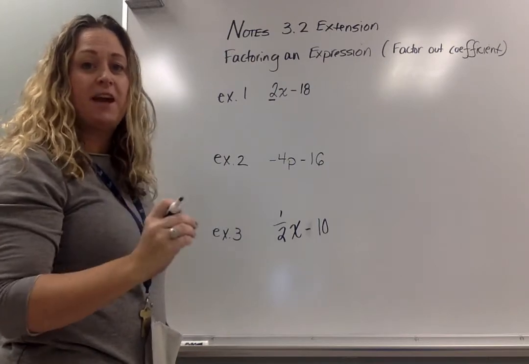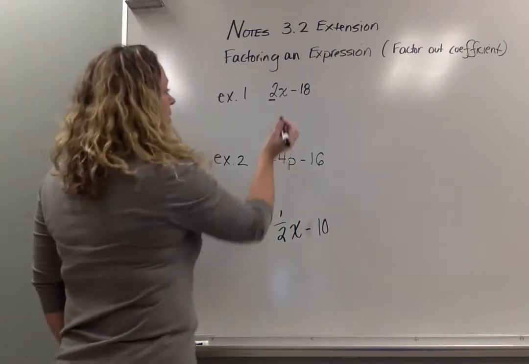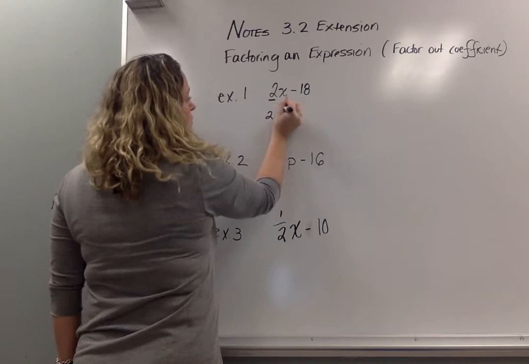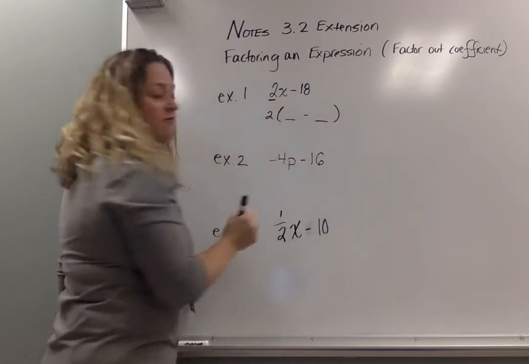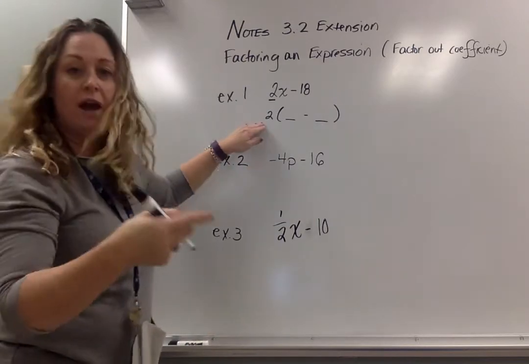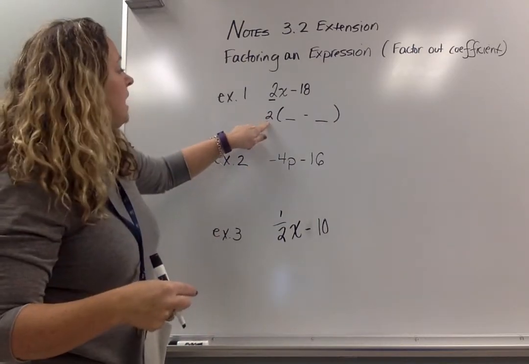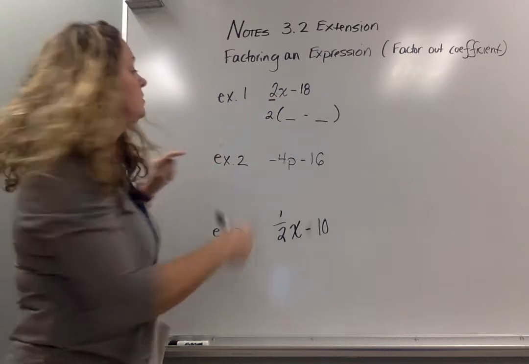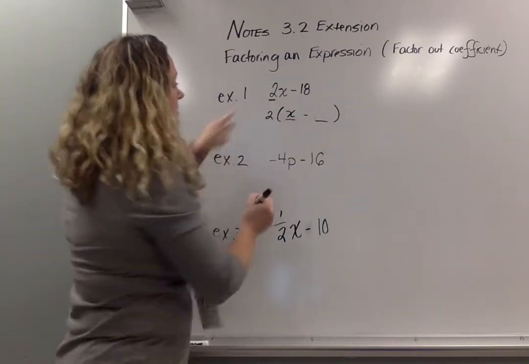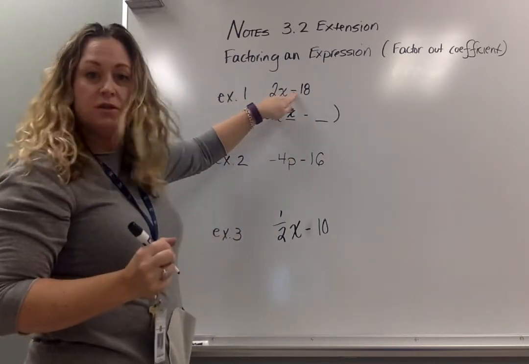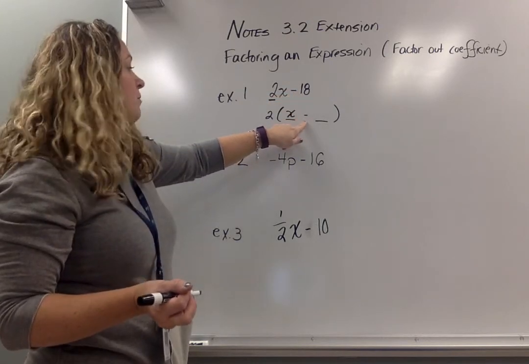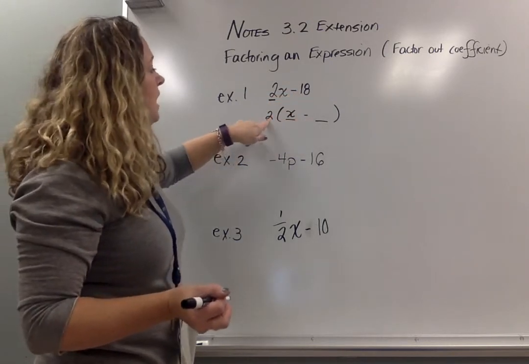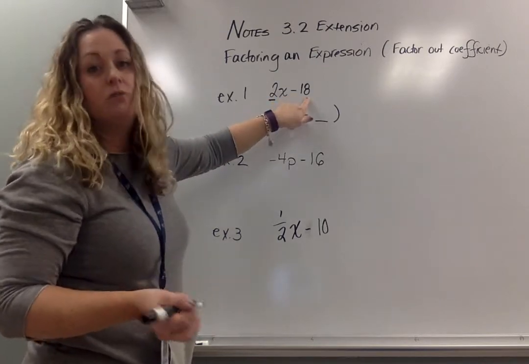And when we're saying factor, we're doing the reverse distributive property. So 2 is going to be the number that's going to be factored out. So I need to go ahead and work backwards. 2 times what is 2x? Well, 2 times x is 2x. Now, subtraction or a negative, so I knew there's a subtraction or a negative within the parentheses. 2 times what is negative 18? 2 times 9.